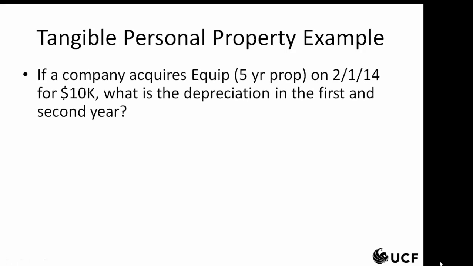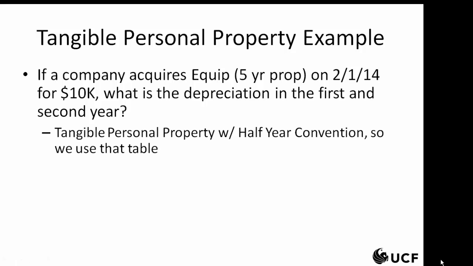Let's do an example. If a company acquires equipment that's 5-year property on 2/1/14 for $10,000, what's the depreciation in the first and the second year? Well, we see that it's tangible personal property, it's equipment, and we get to use the half-year convention since we did not place more than 40% of the assets placed in service in the last quarter of the year. So that's the table we're going to use.